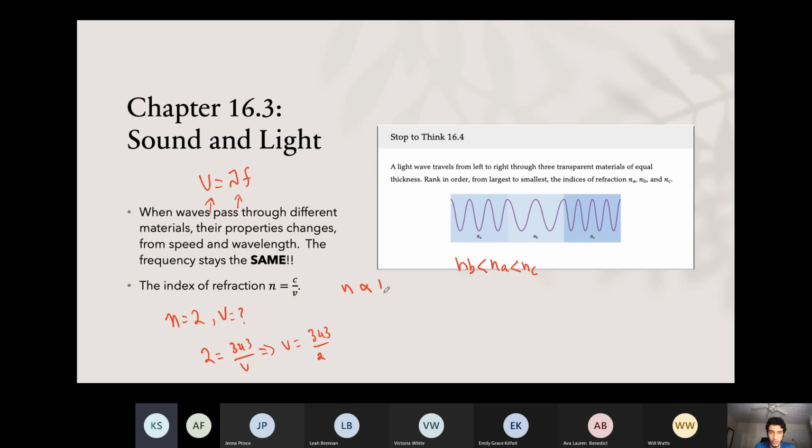N is inversely proportional to V, and V is inversely proportional to lambda. That means that N is inversely proportional to your lambda. So if your lambda increases, your N decreases. Since this is the bigger lambda, this is the smallest N. This is the smallest lambda, so this will be the bigger N.